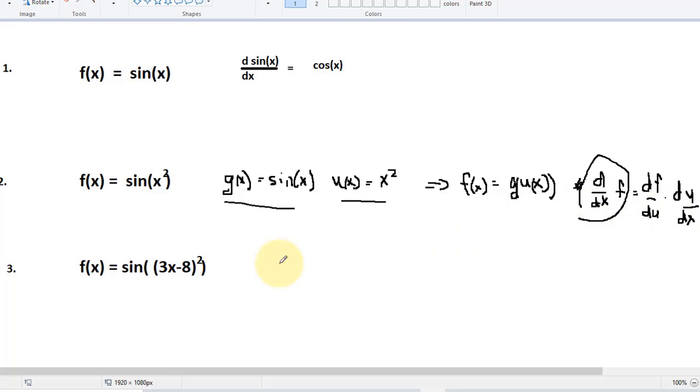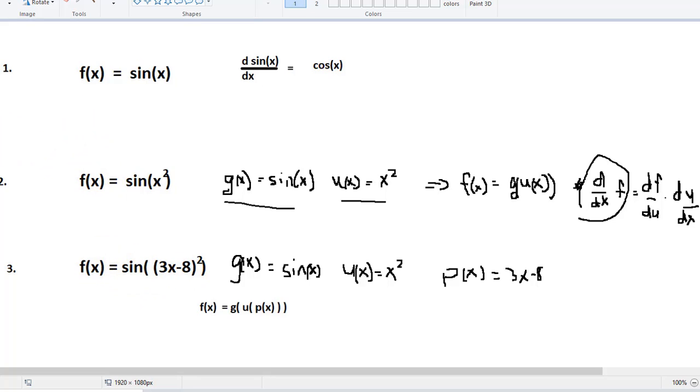Now here, we have an outer function, then we have a squaring function, then we have another function inside that. So let me rewrite this. Let's say this g is the sine function, that's the outermost function. u is the squaring function, which is here. And then p, we'll give it another function. p is 3x minus 8, and that's the inner function. The third function is here. So we can say that f of x is g of u of p.